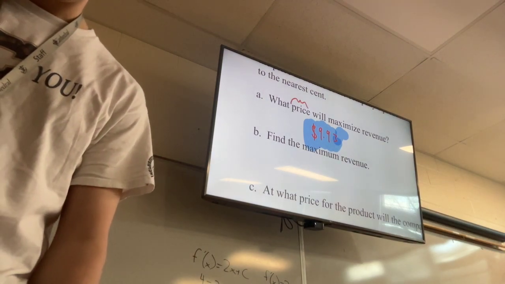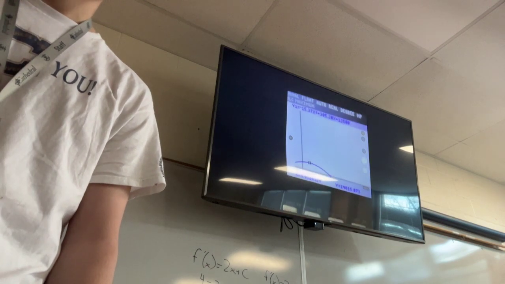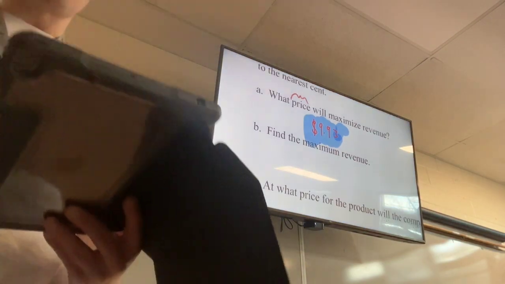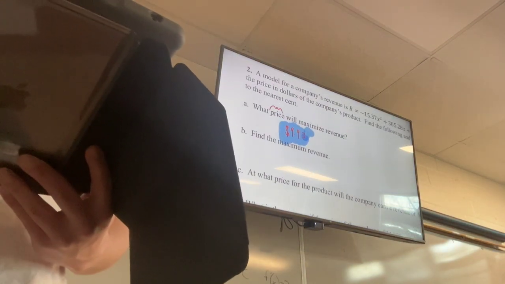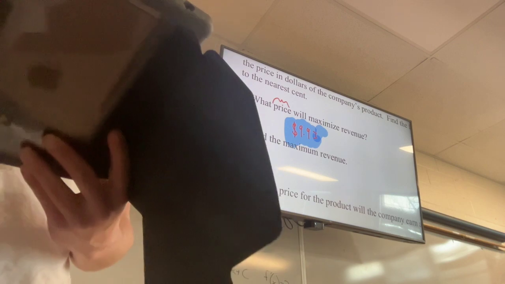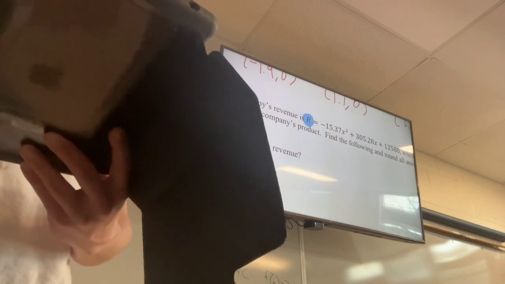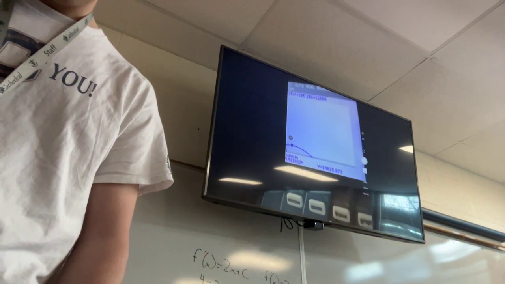All right, find the maximum revenue. What do I do for that? What's the answer for finding the maximum revenue? Y. Yeah. So I already have that maximum point, right? Let's think about this. Which variable represents max revenue? Price is X. Y represents revenue, right? The variable that's by itself is going to be analogous to y. So R or y represents revenue. So my answer for the maximum revenue is just going to be the y coordinate of that same point. $14,015.87.